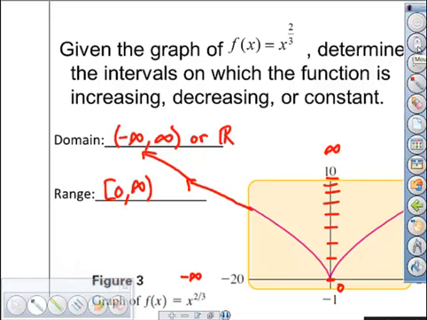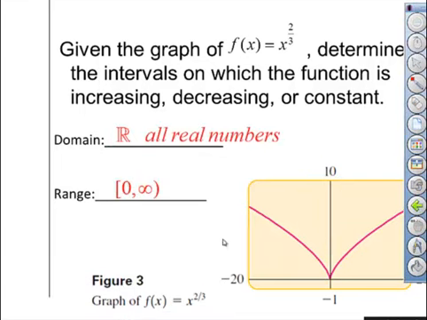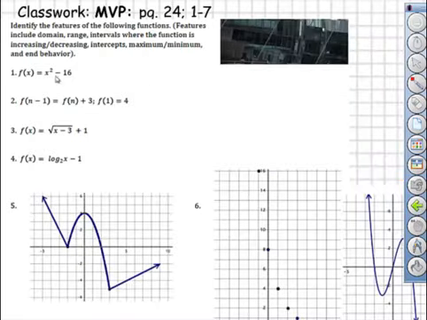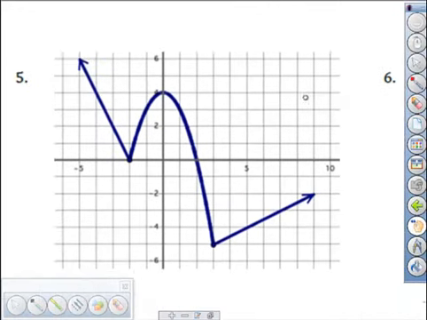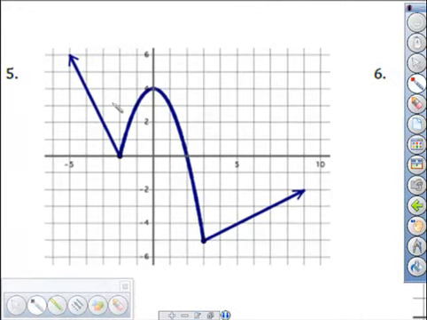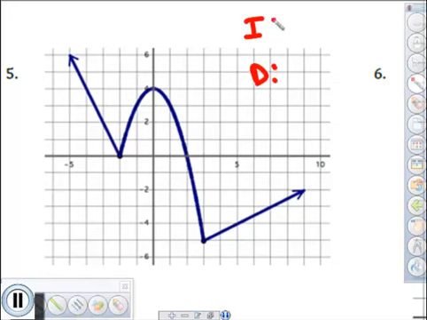So let's go back to our little worksheet that we had, those questions 1 through 6, and let's look at problem number 5. If we look at this problem right here, we can figure out the intervals on which the function is increasing and decreasing. So why don't you try that first? Where is the function increasing and where is it decreasing?